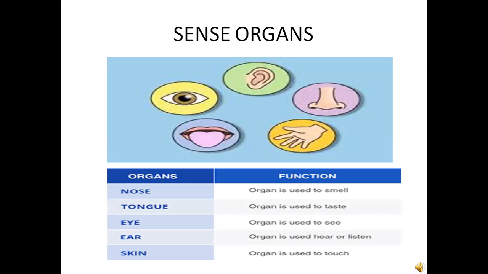So we have 5 sense organs. They are eyes, ears, nose, tongue and skin.